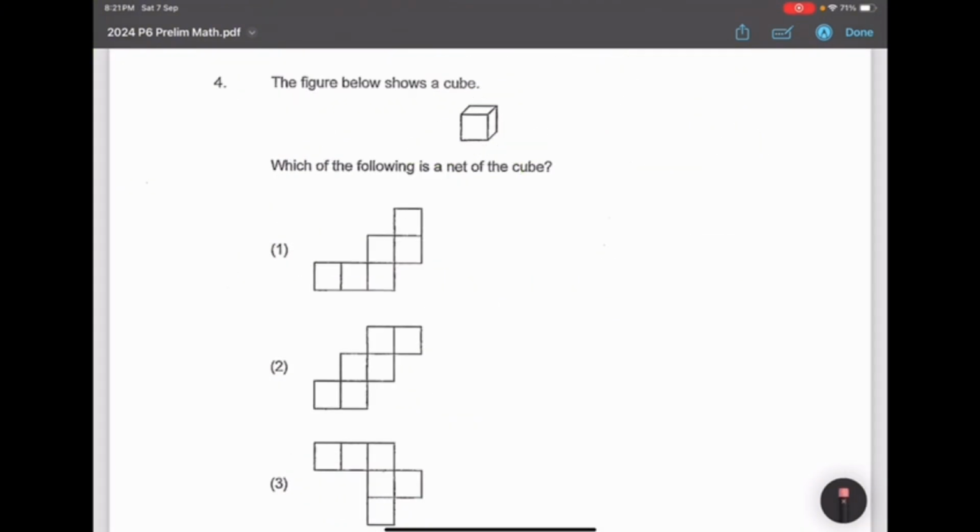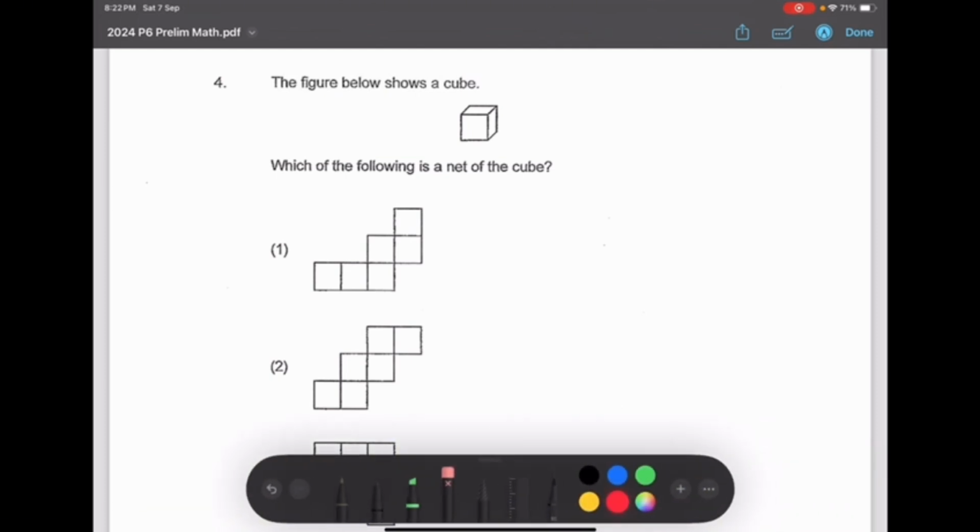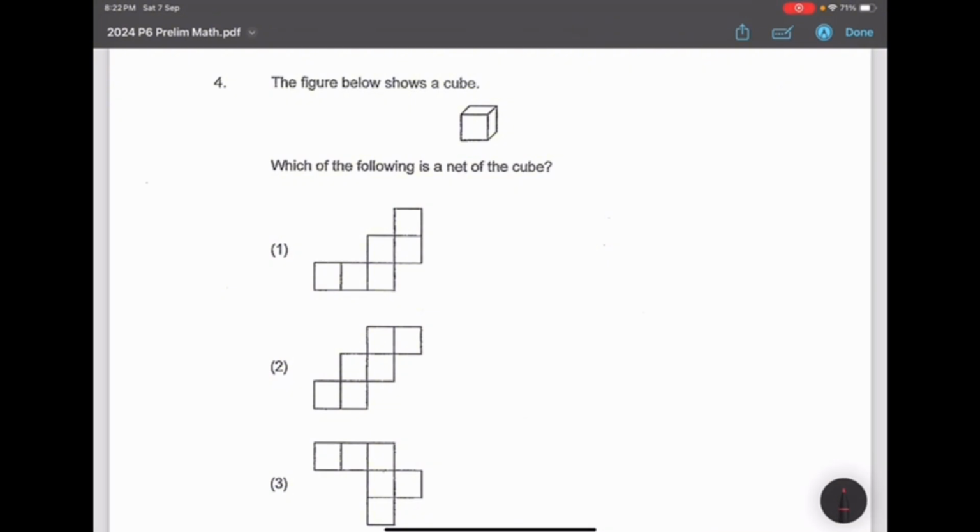Alright, next question. Question 4. Right, the figure below shows a cube. Which of the following is a net of the cube? Alright, this question requires you to do a bit of visualization. But before we start, what I want to do is to number them. Alright, to number each side of the cube so that y'all can see clearly where my side is going. So I'm going to label this as 1, 2, 3, 4, 5, and 6.